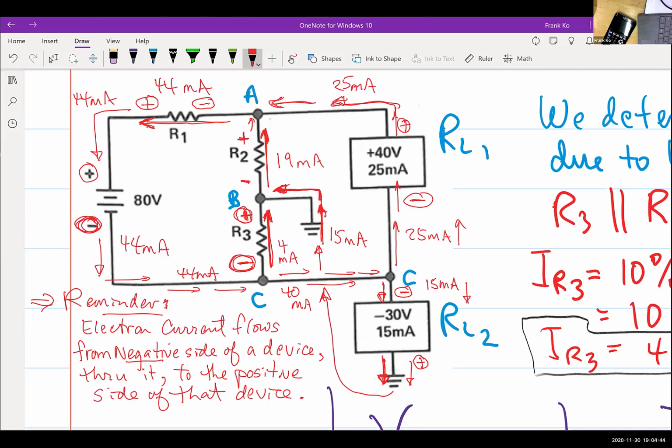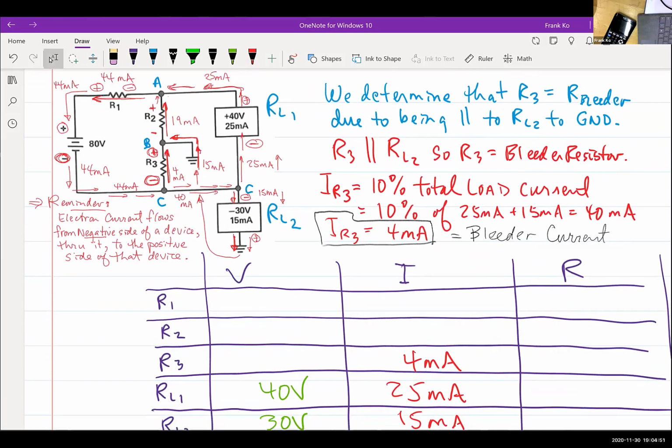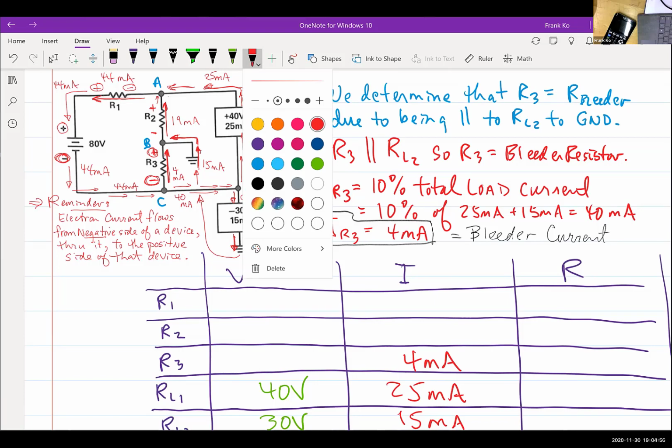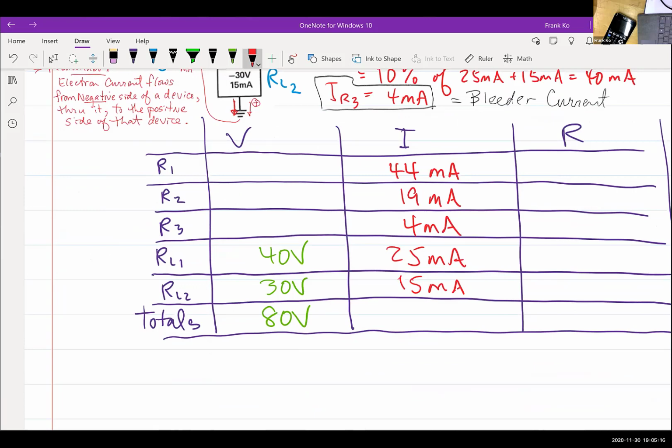So based on that, let's take that information and fill it in our chart, our table. So RL1, we said, would be 44 milliamps, yes? RL2 should be what, 19 milliamps? And R3, we said, was the bleeder resistor, so that's 4 milliamps. Okay, and then the total current, 44 milliamps.